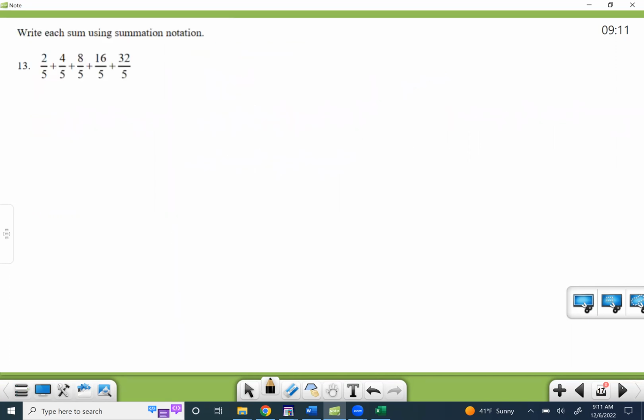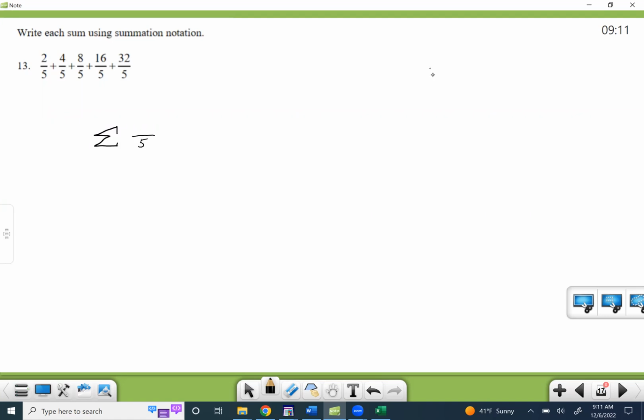Write each sum using summation notation. Okay, so we want to be able to use that summation notation to quickly write this out. So we're going to put our sigma down. Okay. And we're just going to stare at this. I mean, clearly we can tell that the bottom's always 5. So I'm just going to put the 5 in there. It's always a 5.